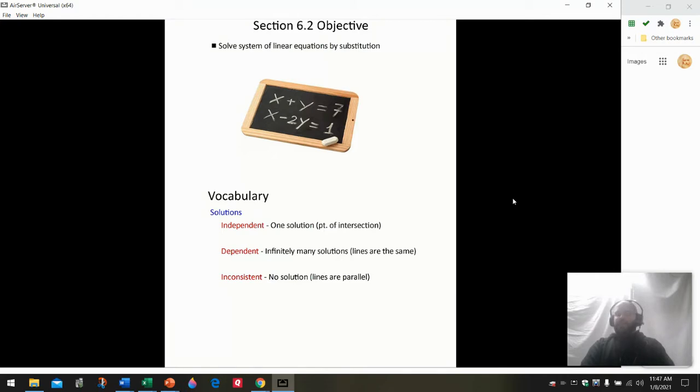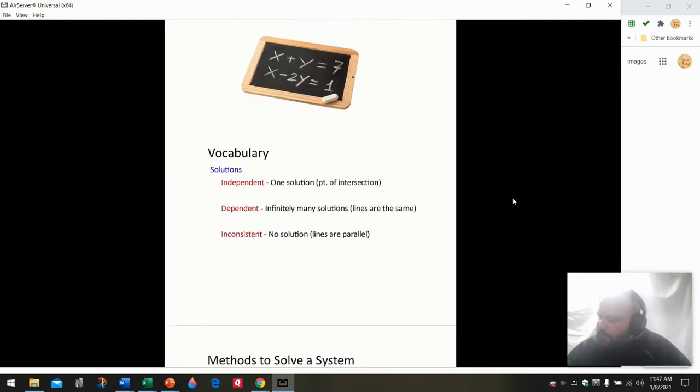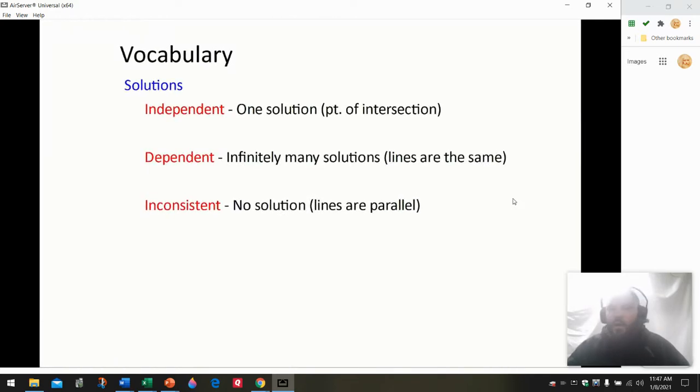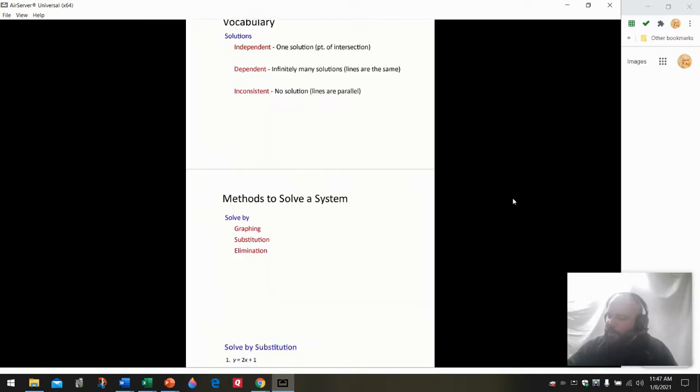So today I'm going to show you how to solve these algebraically, meaning using algebra. And the way that we do that is we use a method called substitution, which I will show you here in a second. So real quick review, there are three types of systems that we talked about in the first section: independent, dependent, and inconsistent. So independent systems have one solution, dependent systems have an infinite number of solutions, and inconsistent systems have no solutions.